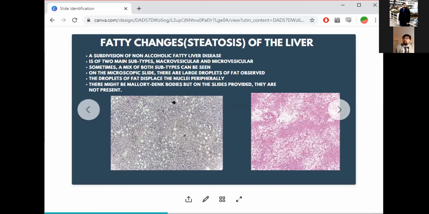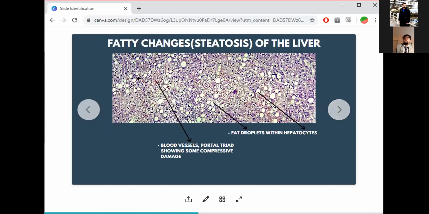There is no fixed pattern of the lobule, right? Now we go closer, you'll see there are some fat droplets within hepatocytes. The nuclei are peripherally displaced, all this fun stuff.